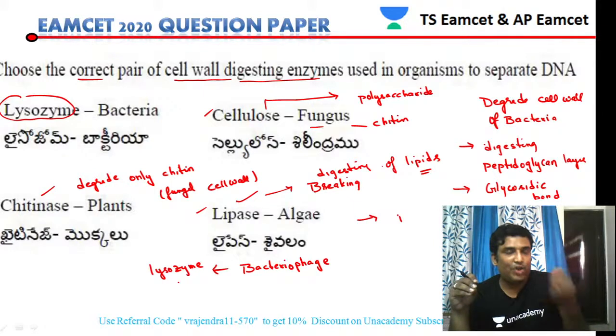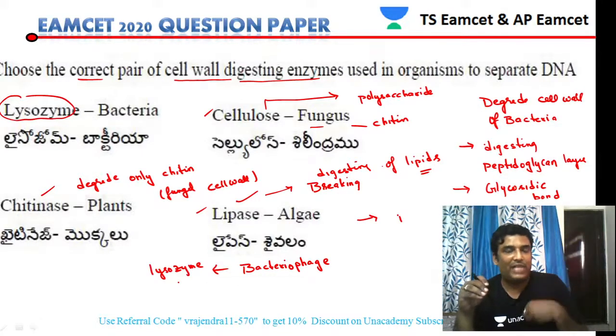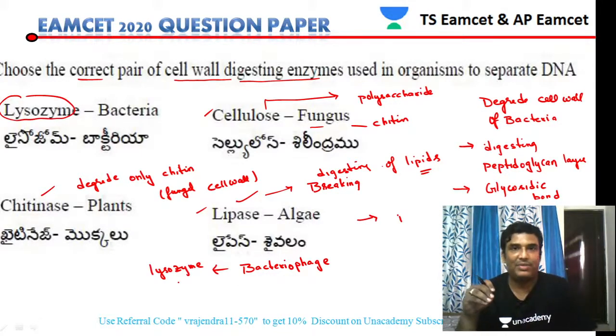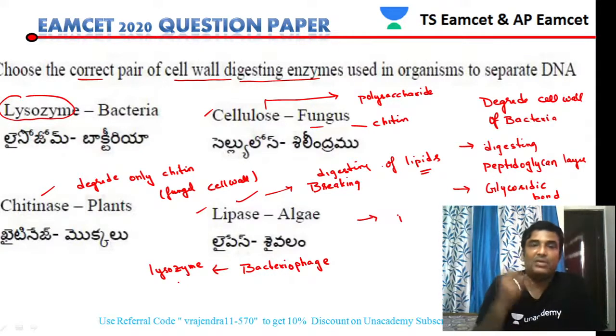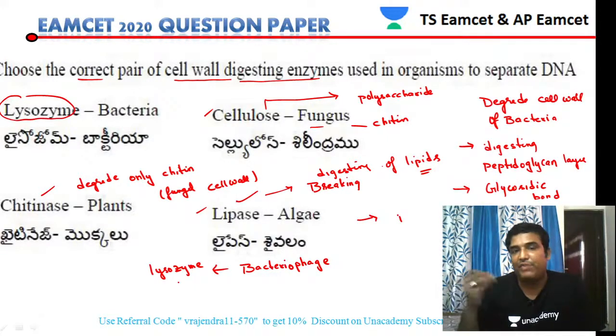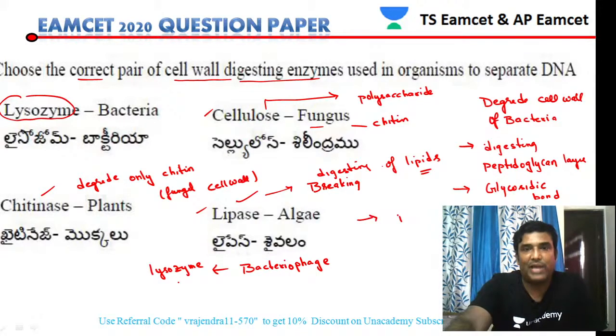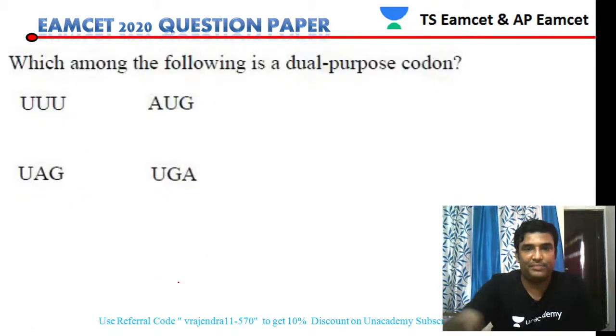And in human beings, our saliva also contains lysozyme. So saliva contains some amount of lysozyme, and that lysozyme present in saliva also digests bacteria sometimes. So it is also playing an important role. Remember that the saliva of human beings also contains a small amount of lysozyme enzyme. Apart from that, the bacteriophage has lysozyme. So these are the two sources of lysozyme which you have to remember. Okay, let us move to the next question.